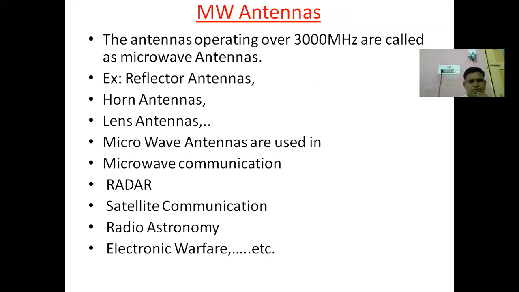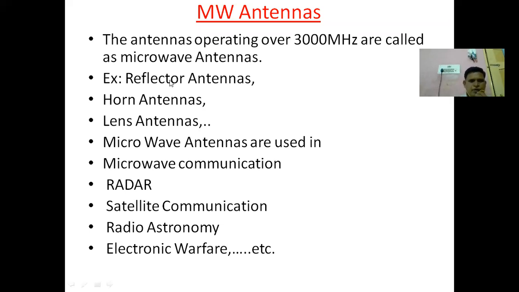Now, microwave antennas. If the operating frequency of these antennas is more than 3 gigahertz, this type of antenna is called a microwave antenna. These microwave antennas are operated at microwave frequencies. Microwave, in the sense that the wavelength of the waves is in the range of micrometers. You can understand it like that.